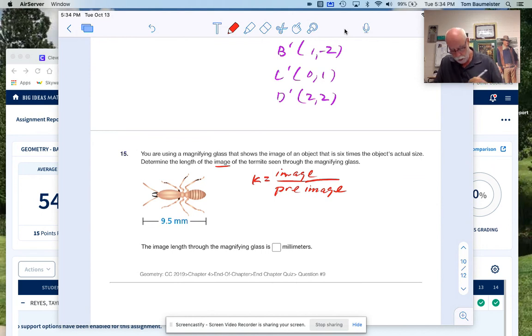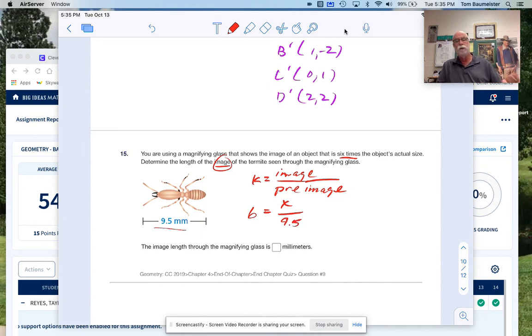All right. So in this case, let's just see what we know. We know that the figure is 6 times, so our k, our scale factor, is equal to 6. We're finding the image. It says determine the length of the image, and I'm just going to call it x. And then we know that the length of that weird looking bug, well, it's a termite, is equal to 9.5.